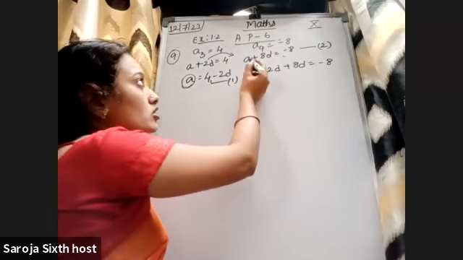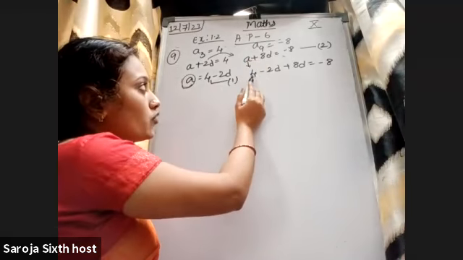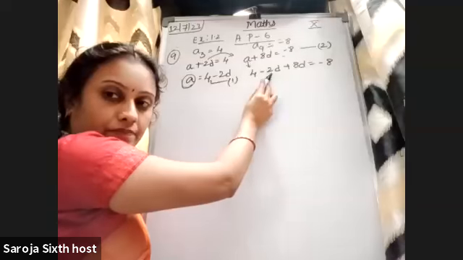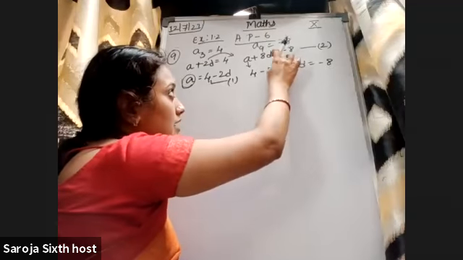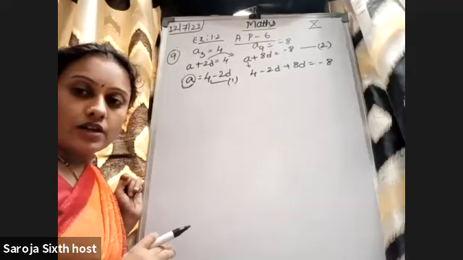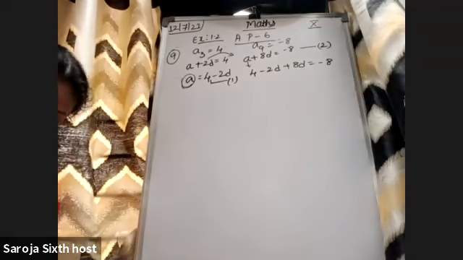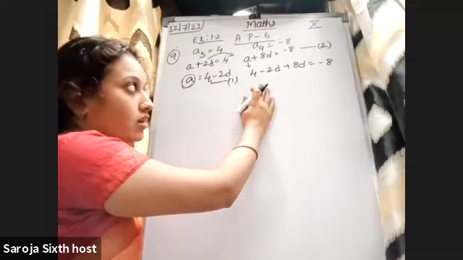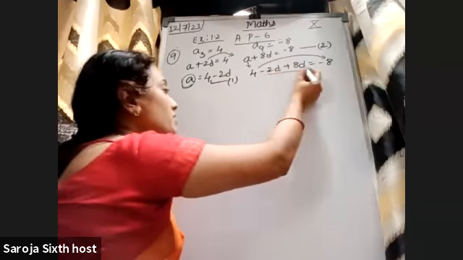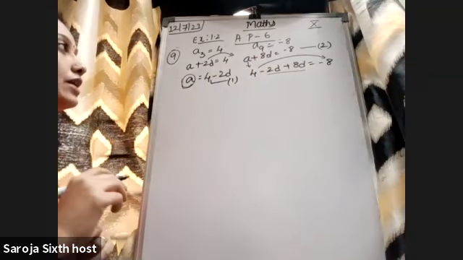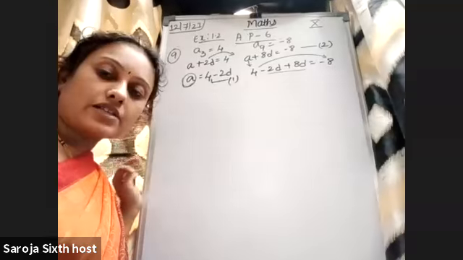Second equation. So A value I will substitute as 4 minus 2D plus 8D. Keep it as it is equals to minus 8. Doubt clarified? Somebody asked me the doubt. Yes, ma'am. Clarified. Now until this clear? Yes, ma'am. So now I will shift this plus 4 this side. And I will simplify this minus 2D plus 8D. What you will get?